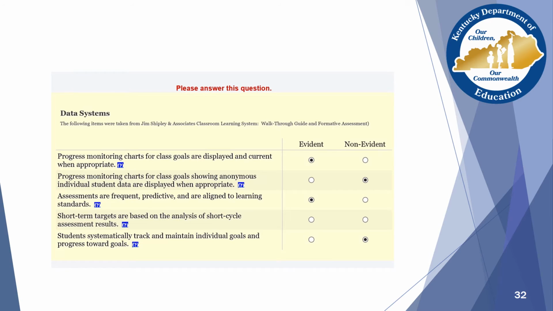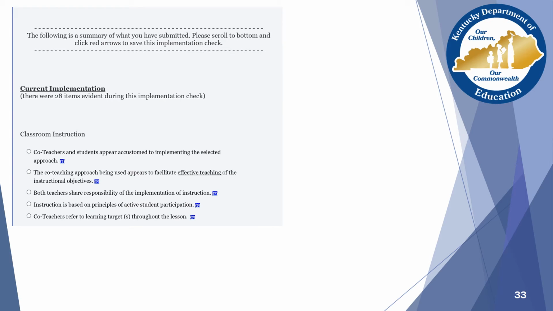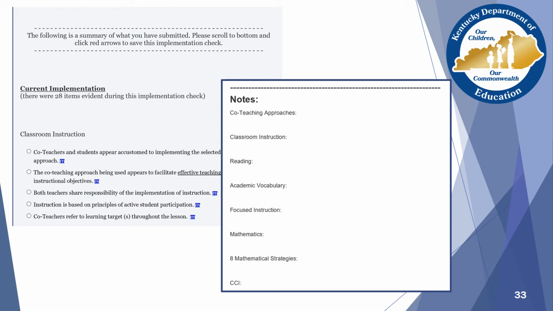All the information on the online version of the implementation check must be answered. If an indicator is skipped, you will receive a message that looks like this. Once you enter the missing information, you will click the forward arrow and get back to the implementation check. Once you've completed the implementation check, you will receive an overview of the information you marked as either evident or non-evident. Included in this summary will be the notes you entered.